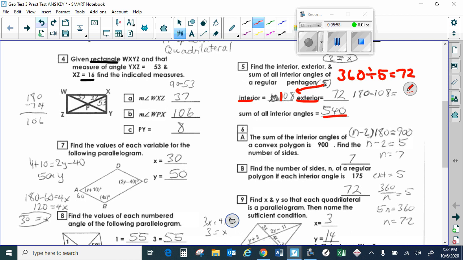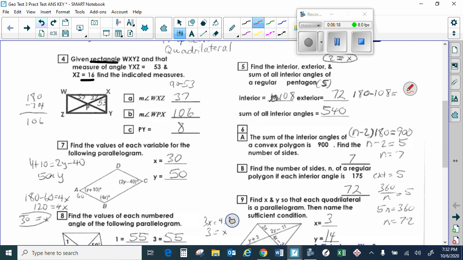Okay, so that's how I would do that one. Remember, we already have this formula of n minus 2 times 180. I could have done that as well from here and applied it up there as well, but I showed you the quicker way. But there's both those ways, so you can do either method.